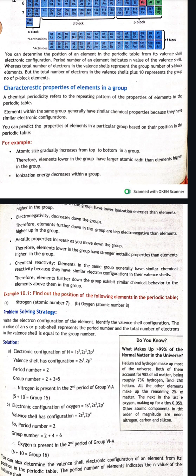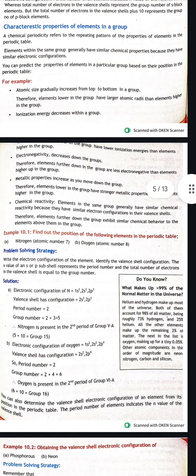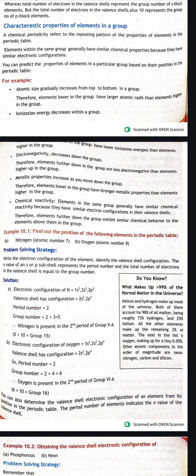Characteristic properties of elements in a group. Chemical periodicity refers to the repeating pattern of properties of elements in the periodic table. Elements within the same group generally have the same chemical properties because they have the same electronic configurations. For example, atomic size gradually increases from top to bottom in a group. Therefore, elements lower in the group have larger atomic radii than those higher in the group. Ionization energy decreases within the group. So, when we move down the group, we have lower ionization energy.